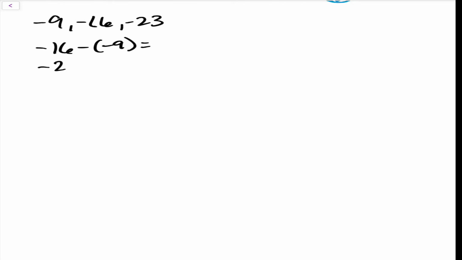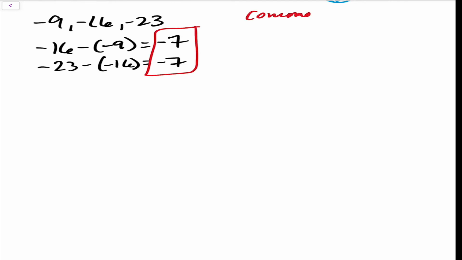Okay, so here I'm given a series: -9, -16, and -23. I can see the pattern now, but just for good measure, let's go ahead and use the process that I was teaching you before. -9 to -16, the difference here is -7, and -7. So there's my common difference. So this is my d. d equals -7.